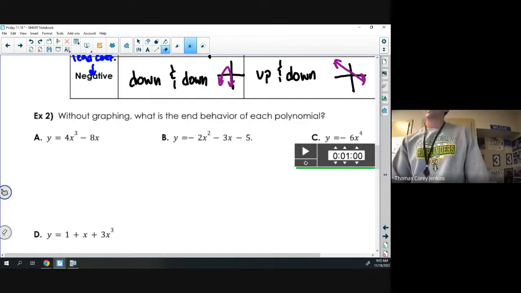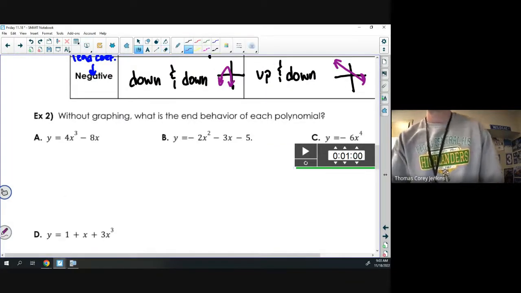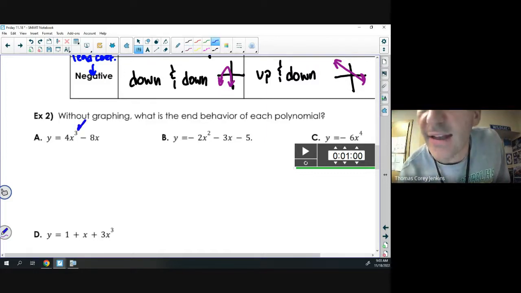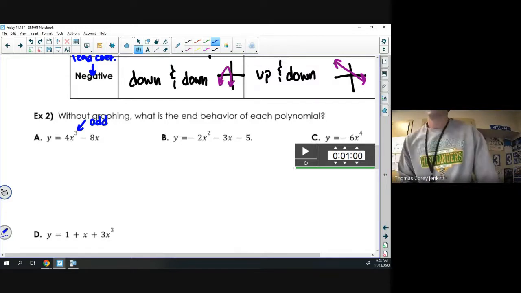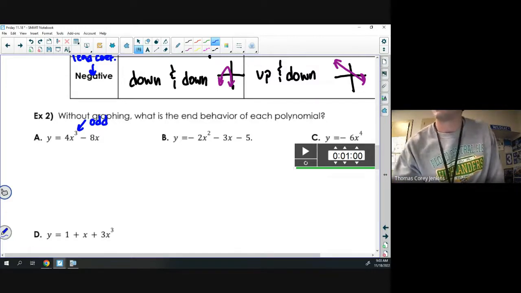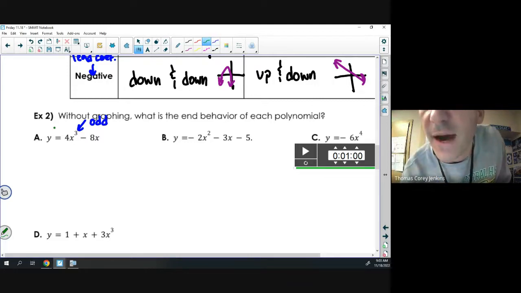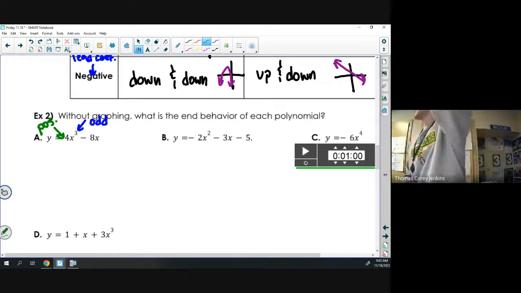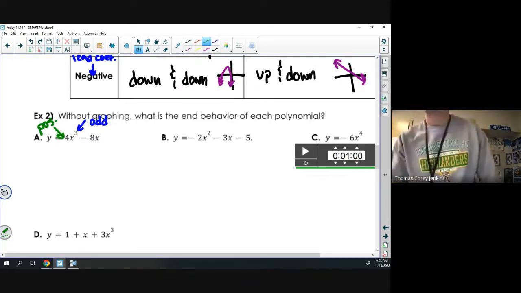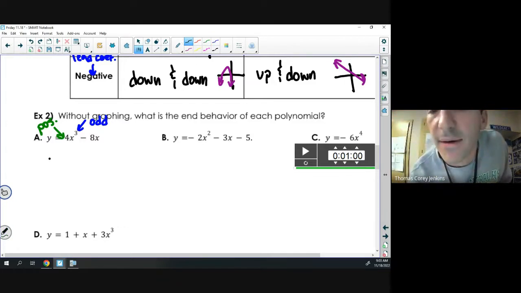So what is the end behavior? Here's what we look at. It's odd. So if we're looking at the chart we just filled out, we're thinking about a linear graph, and then our lead coefficient is positive. So to me, I think positive slope line. I can picture that in my brain. I don't need to look at the chart. I know that's down and then up.